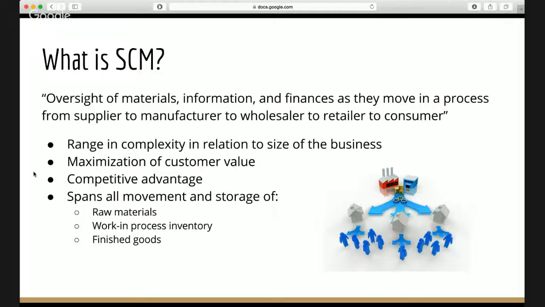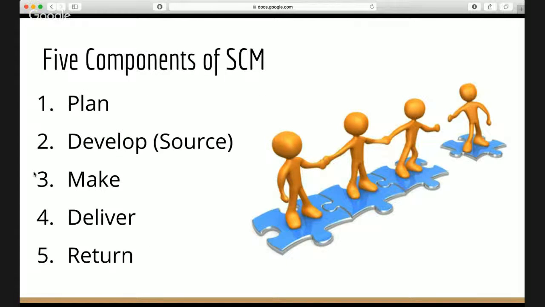It spans all movement and storage of raw materials, work in process inventory, and finished goods. So it moves throughout the entire production process and the manufacturing process. The five components of it are plan, develop, otherwise known as source, make, deliver, and return.